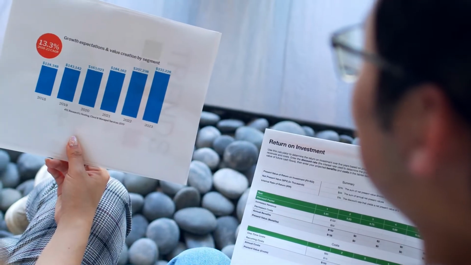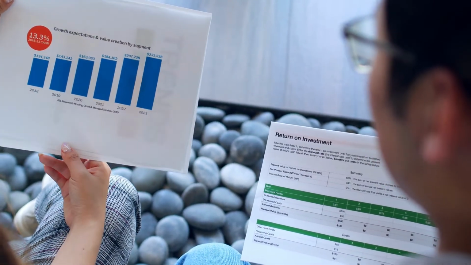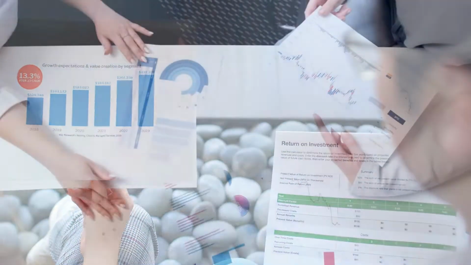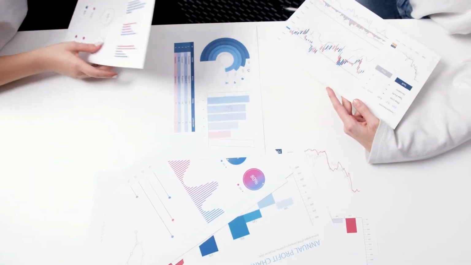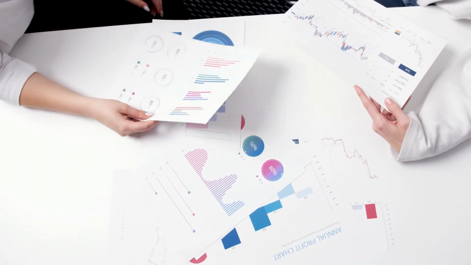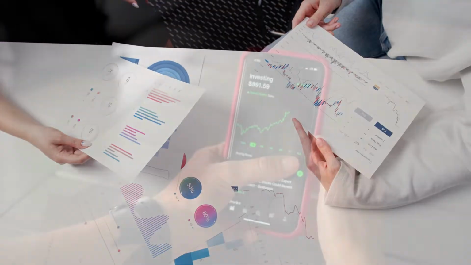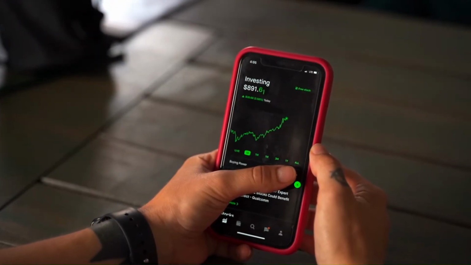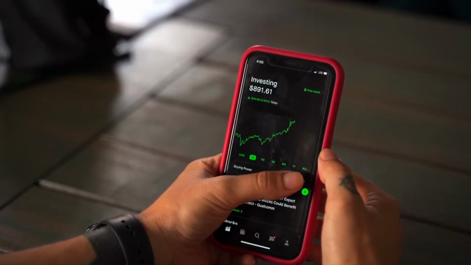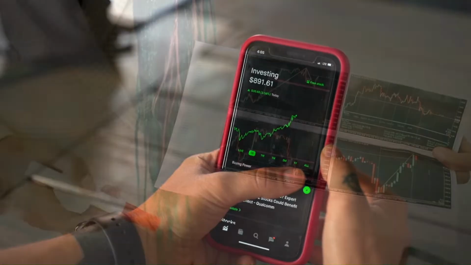2. Diversify your portfolio. Diversification involves spreading your investments across different asset classes, stocks, bonds, real estate, etc., to reduce risk. The idea is that when one asset class performs poorly, others may perform better, mitigating losses.